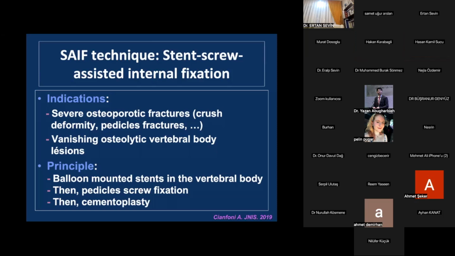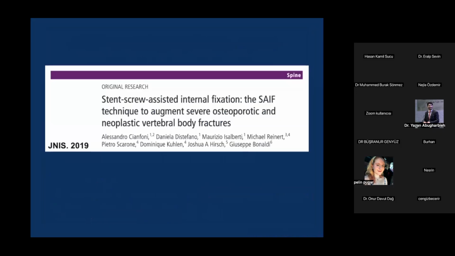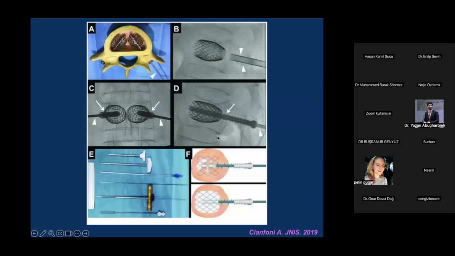So the principle of this technique is to put a cannula in the pedicle, and through this cannula we will put stents which are mounted on balloons in the vertebral body, and then we will put screws through the pedicles towards the stent, and finally we will inject some bone cement to complete the setup. This technique has been published a couple of years ago in the JNIS by our colleague, Professor Cianfoni. So this is a picture showing you the principle of this technique.